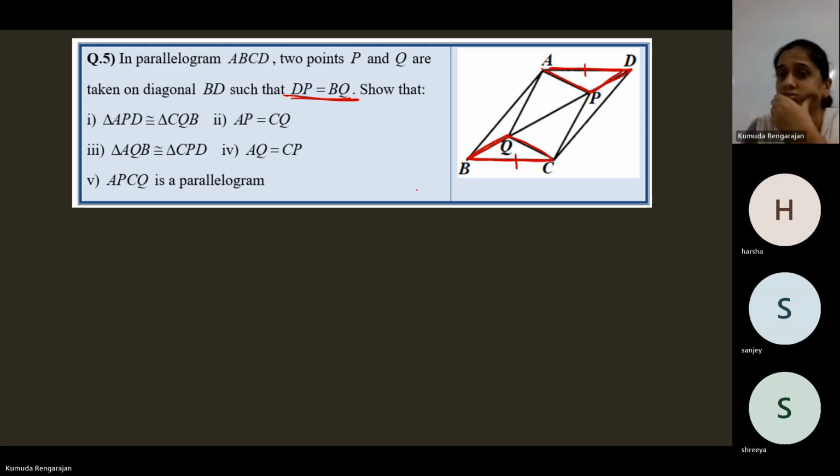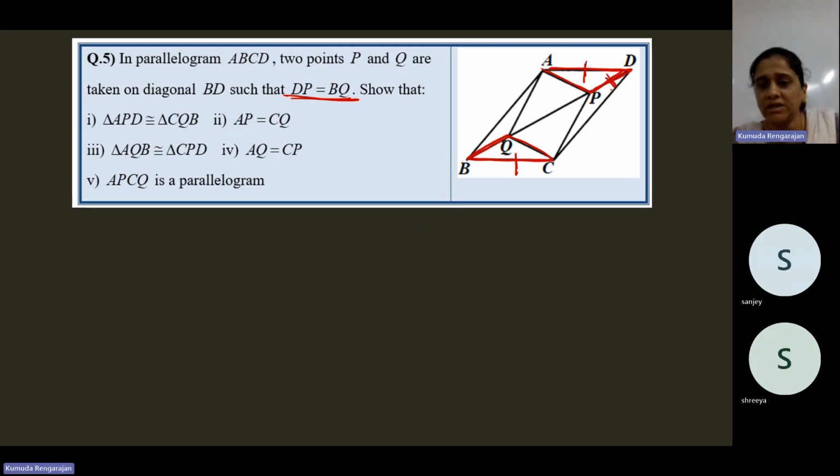QC is equal to... reason. Online children. BC is equal to AD then. What's the next one? DP is equal to PQ, given. Then angle. Correct. This angle is equal to this angle. Angle D is equal to angle B.